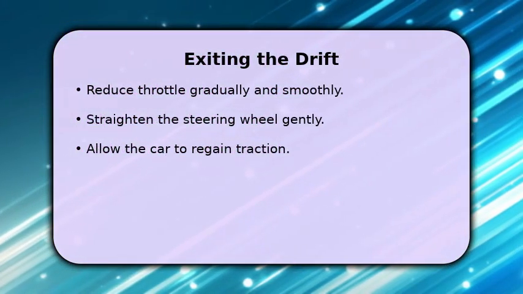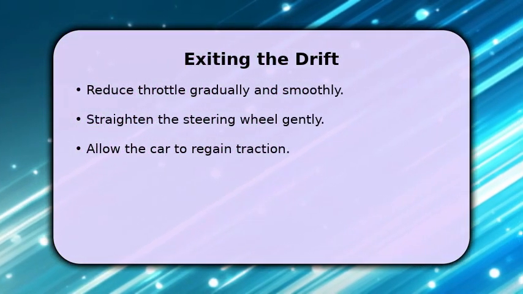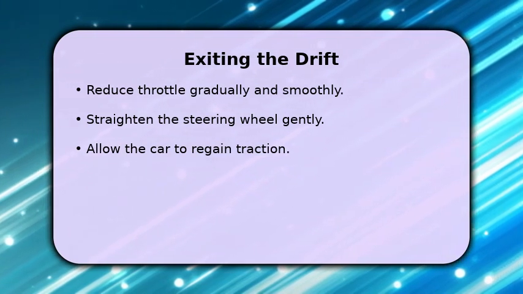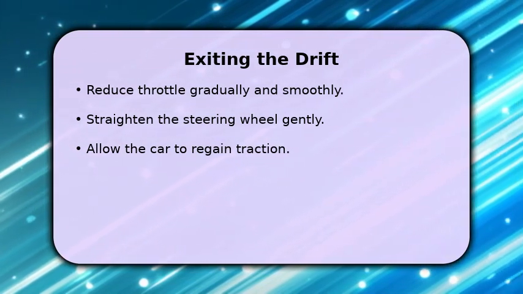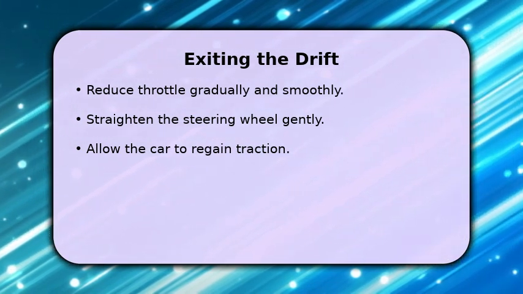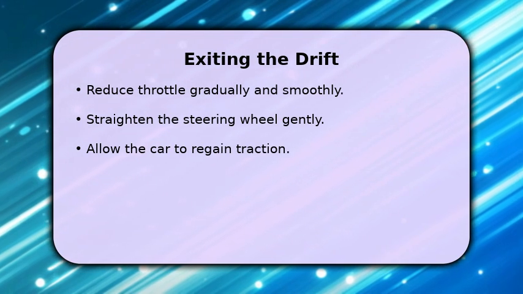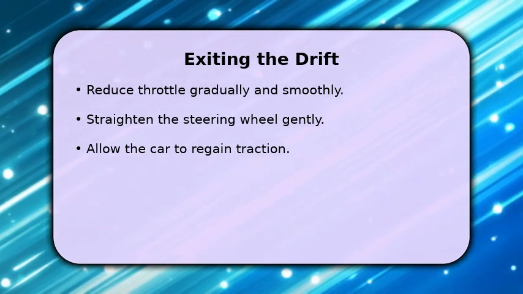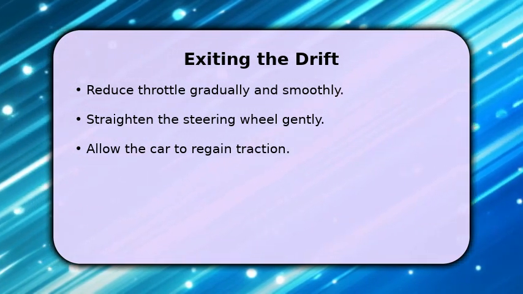To exit the drift, gradually and smoothly reduce the throttle. As the rear wheels begin to regain traction, gently straighten the steering wheel. Allow the car to settle and point in the desired direction. Once stable, you can accelerate out of the corner, ready for your next controlled slide.